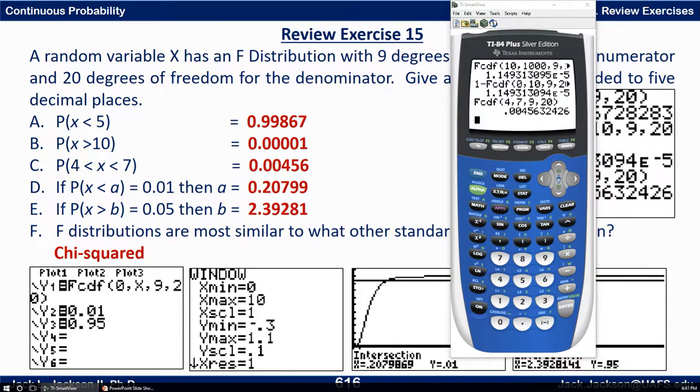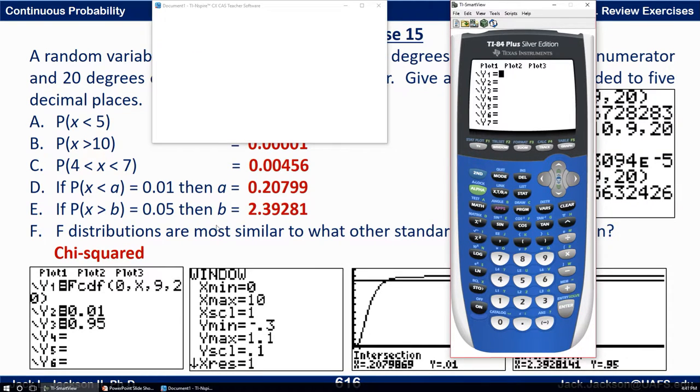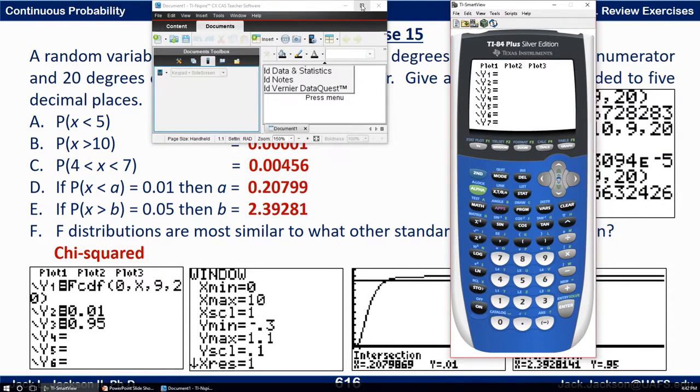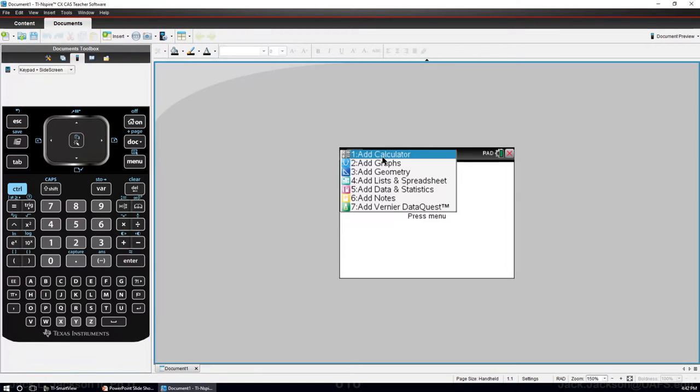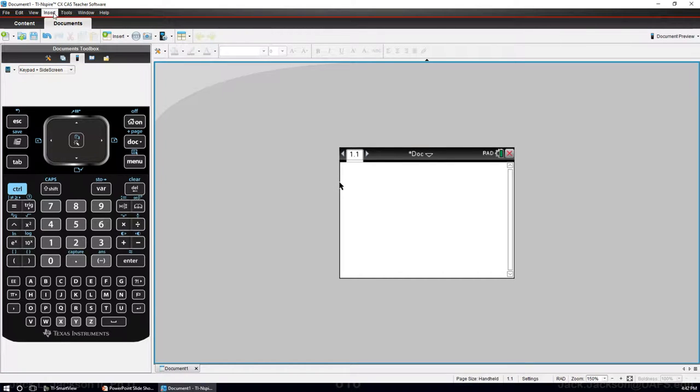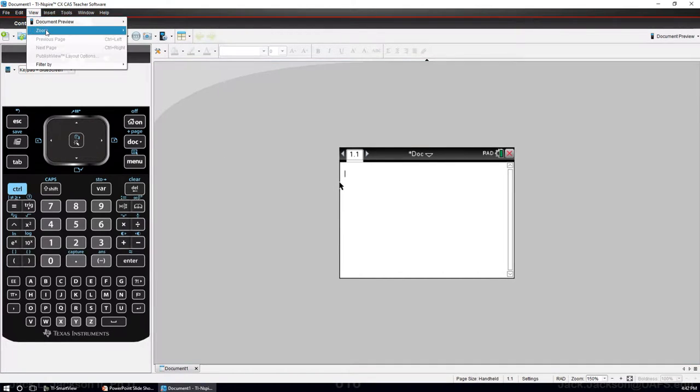Okay, and so that works out pretty easily with that. But on here, here's how we're going to have to do it. Okay, actually here I just pulled up a Inspire to show you there. Let's make this a little bit bigger.